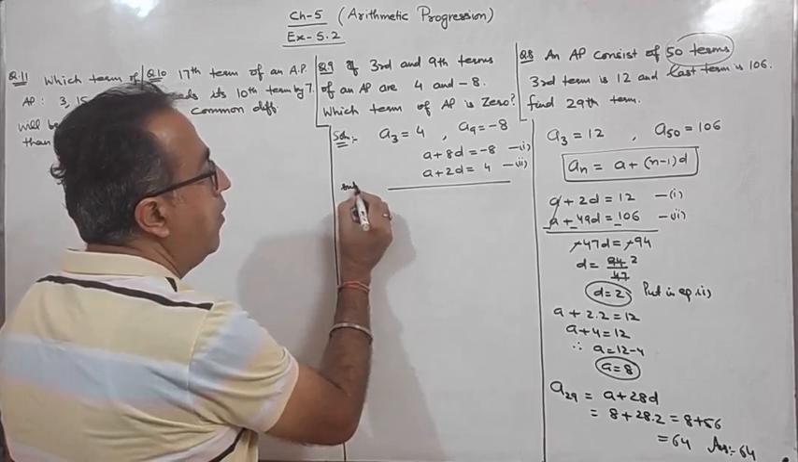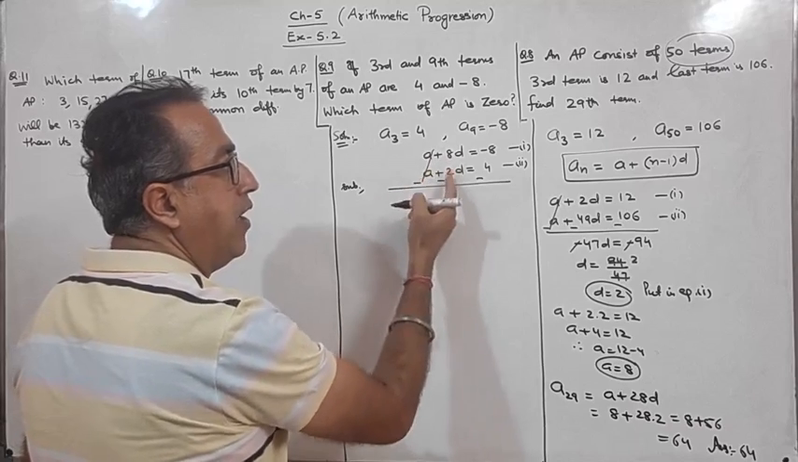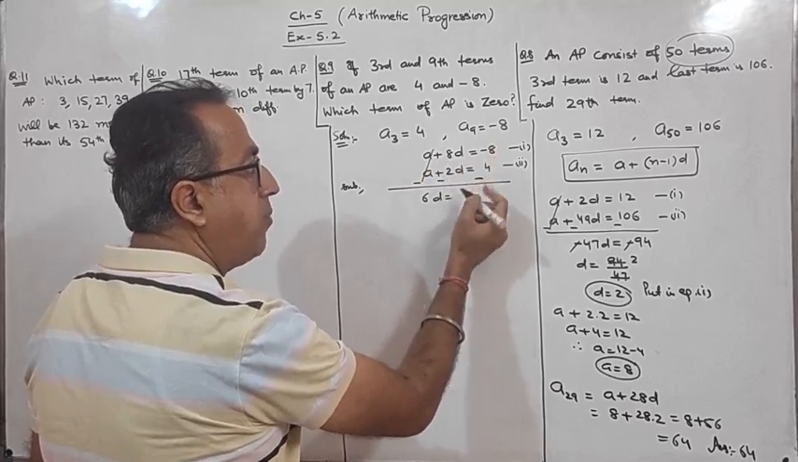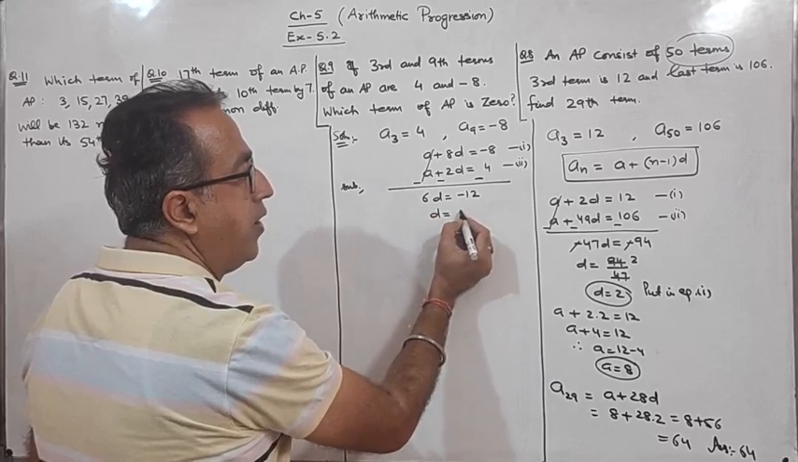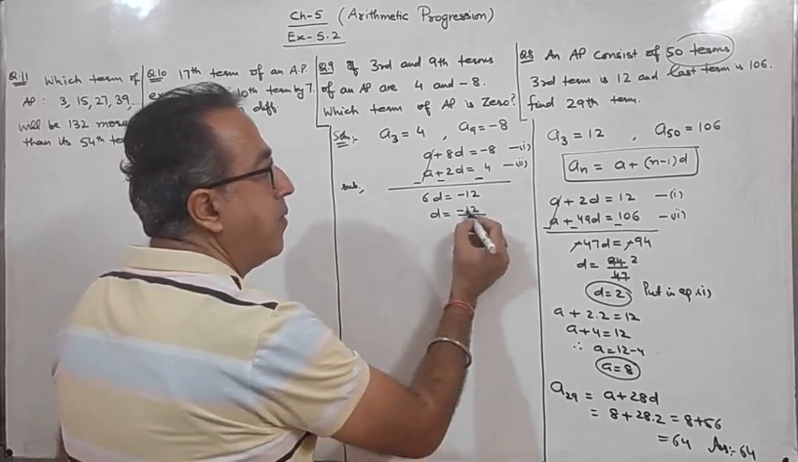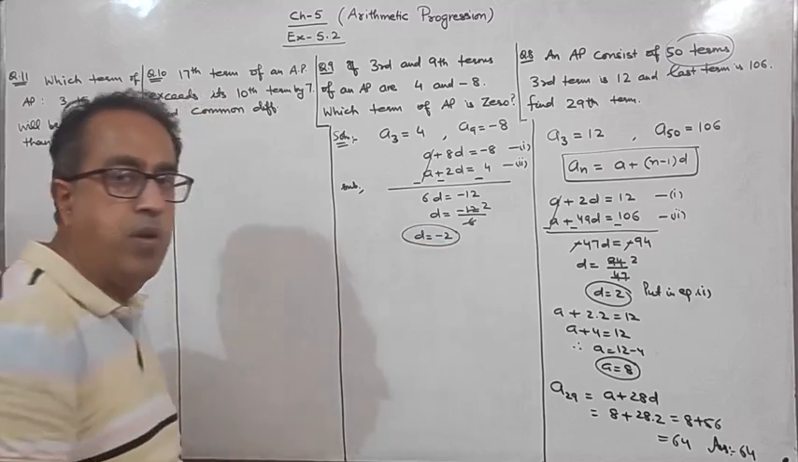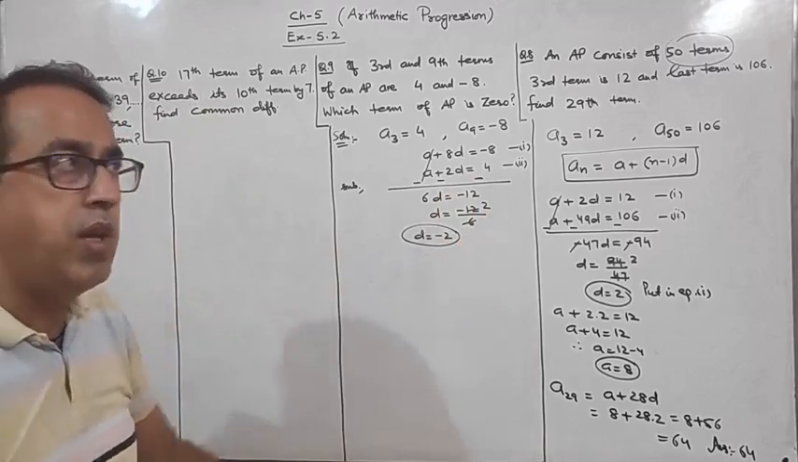Subtract, change the sign, then a gets cancelled, 8d minus 2d is 6d, minus 8 minus 4 is minus 12. So shift this 6 to the right hand side, it goes to the denominator. 12 divided by 6, 6 twos are 12, therefore d is minus 2. Putting this value of d in either of the two equations, we get a.